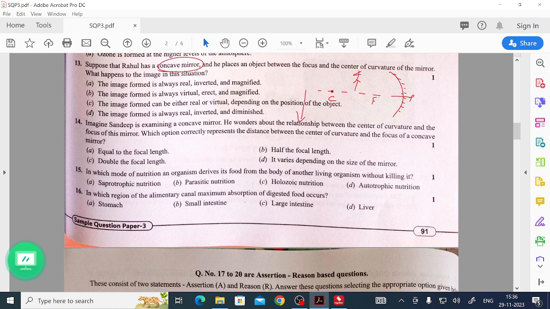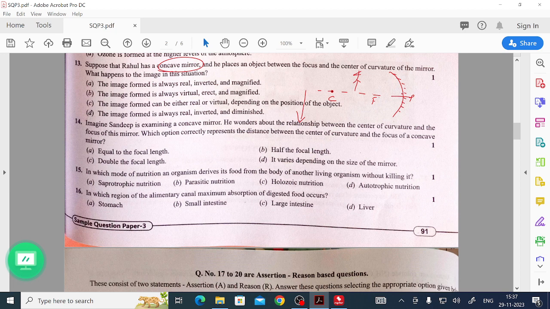So, the image will be formed over here. Based upon this, what they are asking is, what happens to the image in this situation? What will be the answer? Read the option carefully. Option A, the image is always real, inverted and magnified.